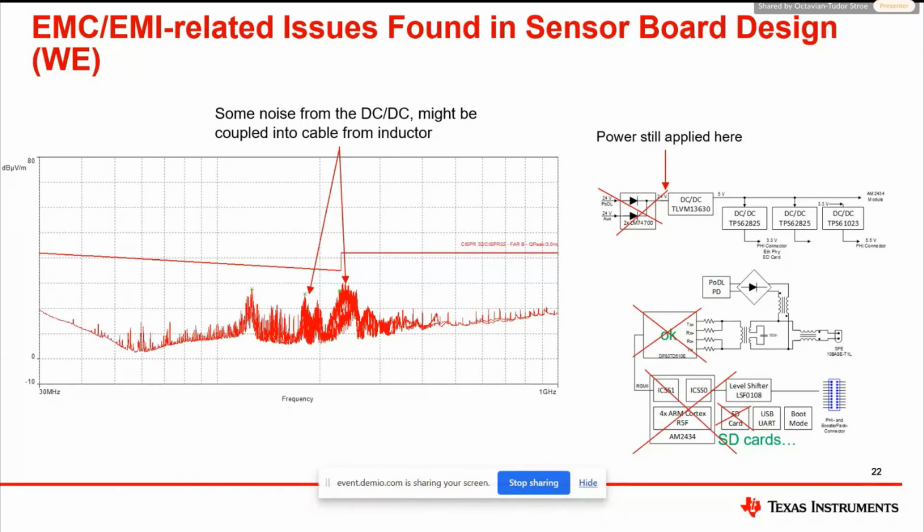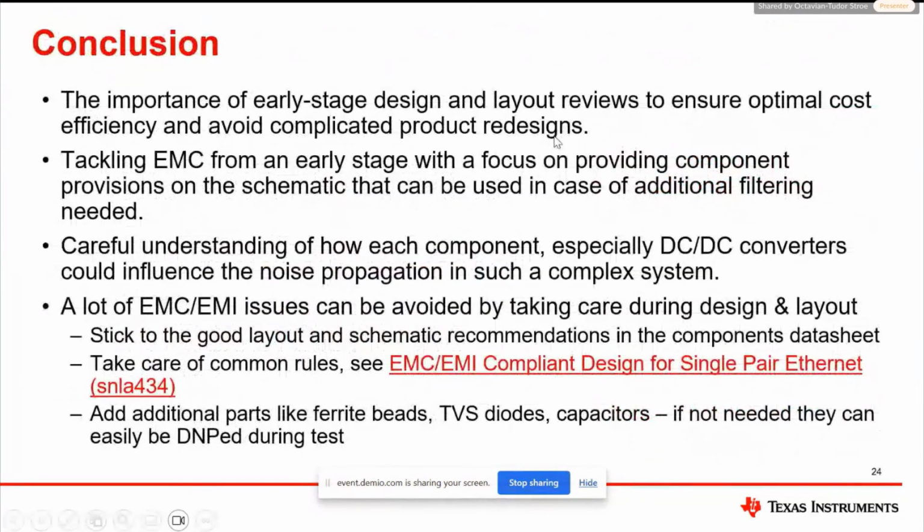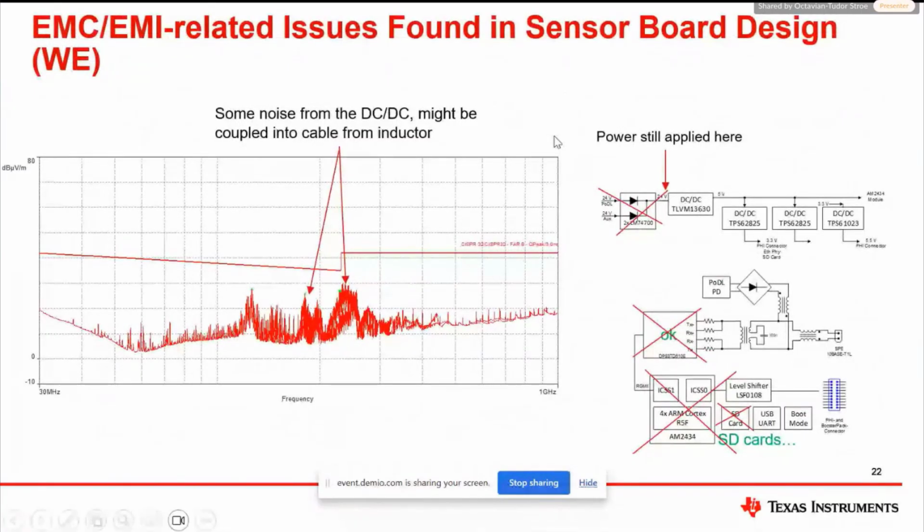But still, we disabled the ideal diode, and we still get, of course, some broadband noise. But even this way, we can see that the noise is below the limits. So this proves that our ideal diode is one of the main culprits of our big spikes, and it's causing us to fail the test.